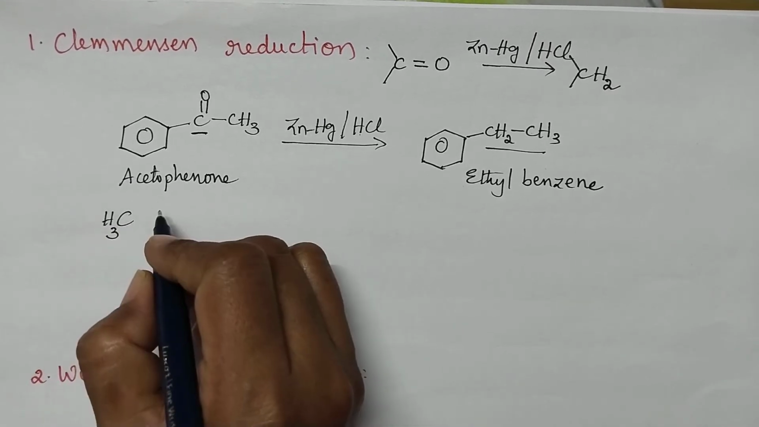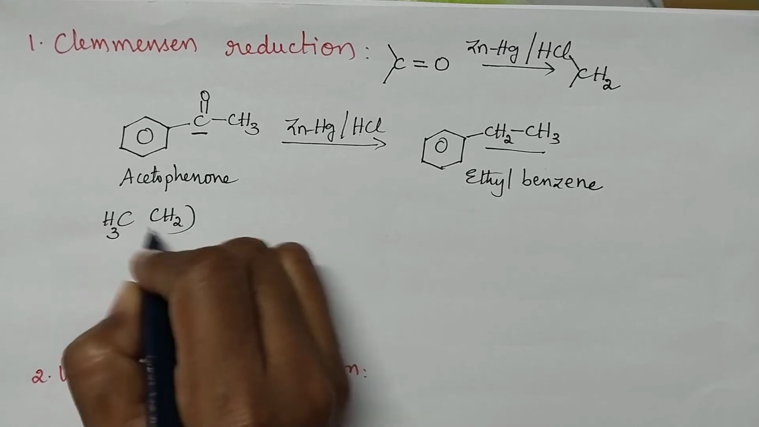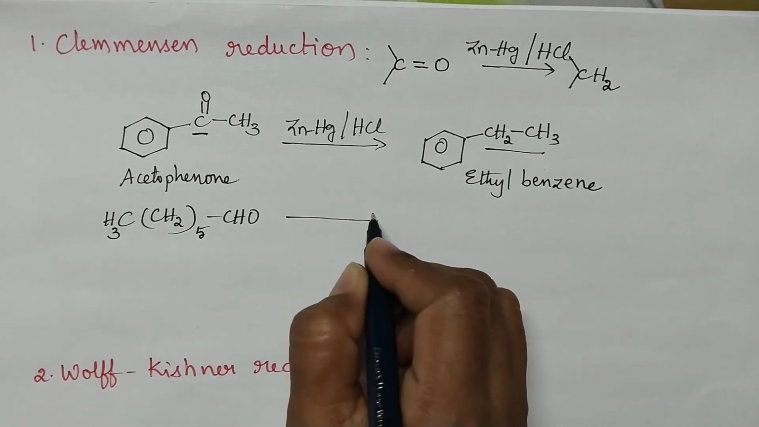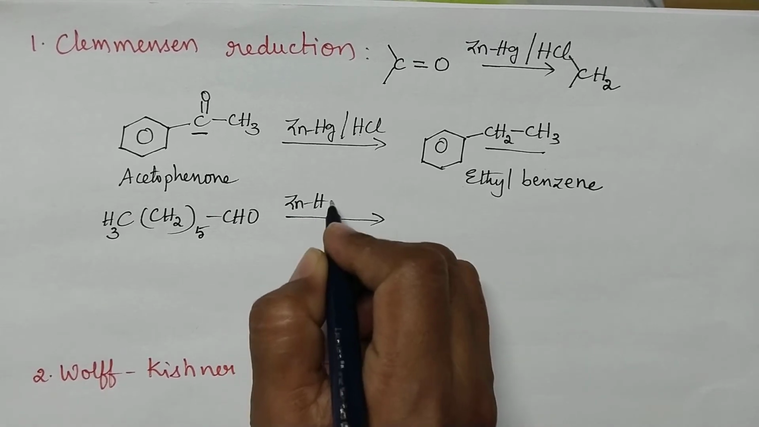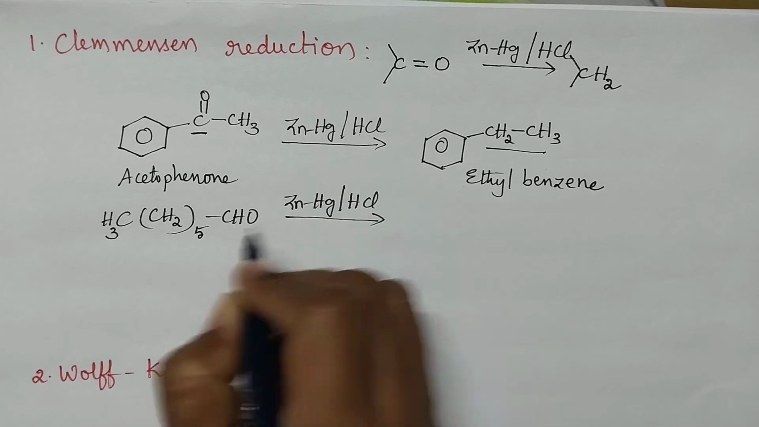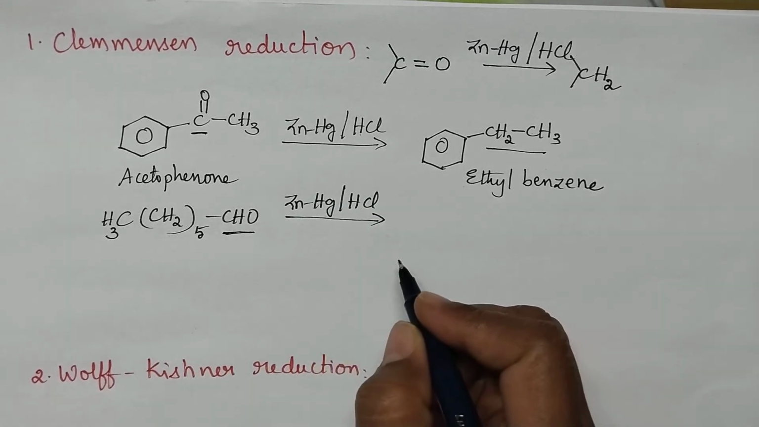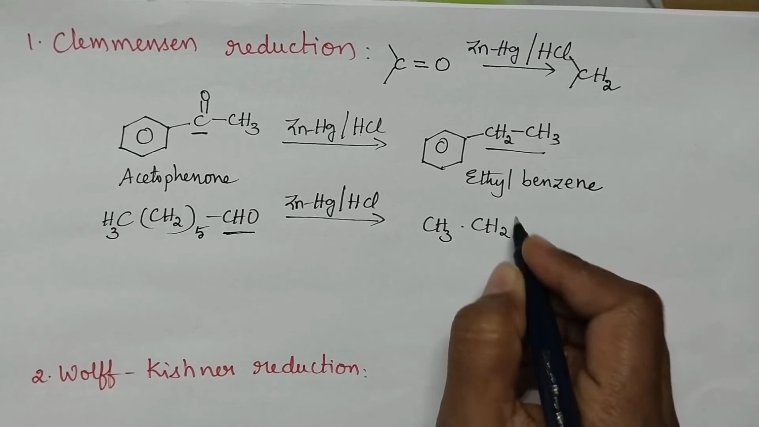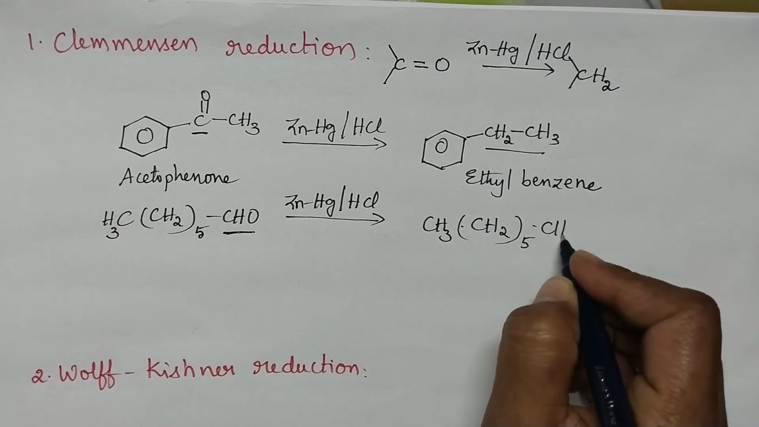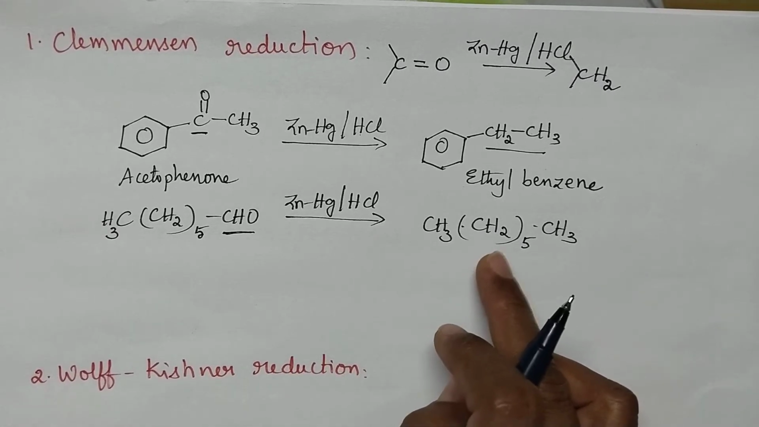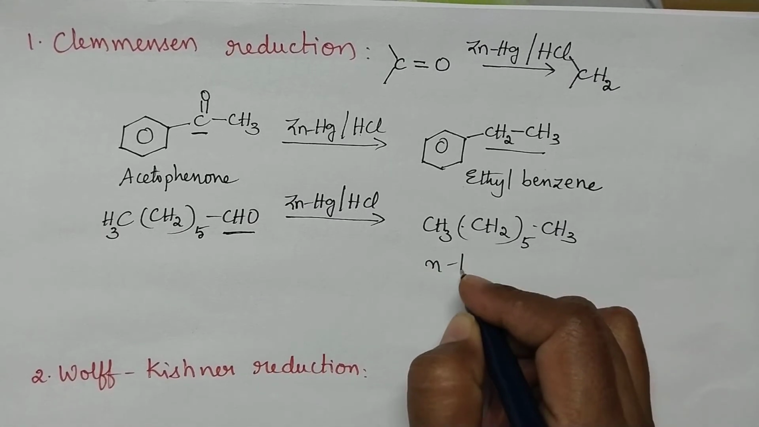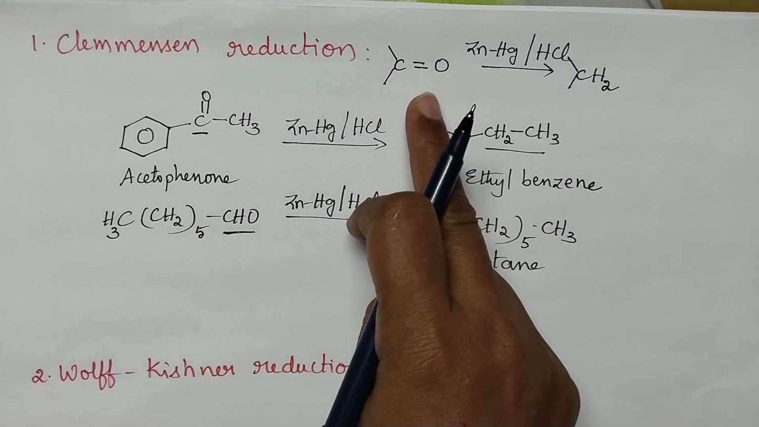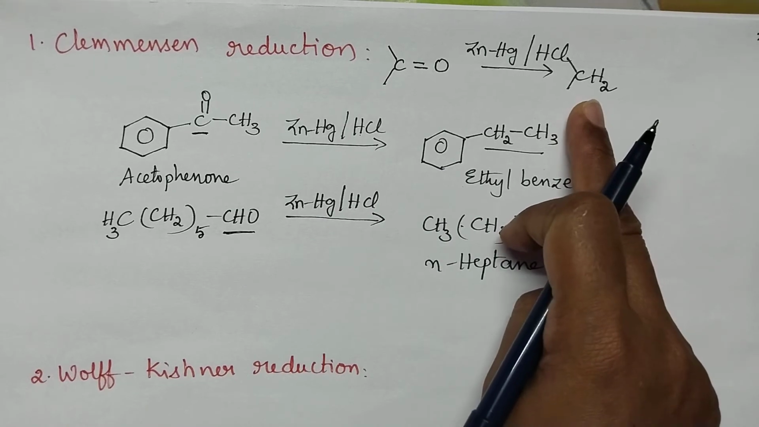In the similar way, alkyl aldehydes can also be converted into corresponding alkanes when reduced in the presence of amalgamated zinc and HCl. So here what happens? The C double bond O group will be converted into methylene group. Then it results in the formation of, can you name this compound? Yes, it can be called as n-heptane. Simply what happens? The carbonyl group is converted into methylene group.